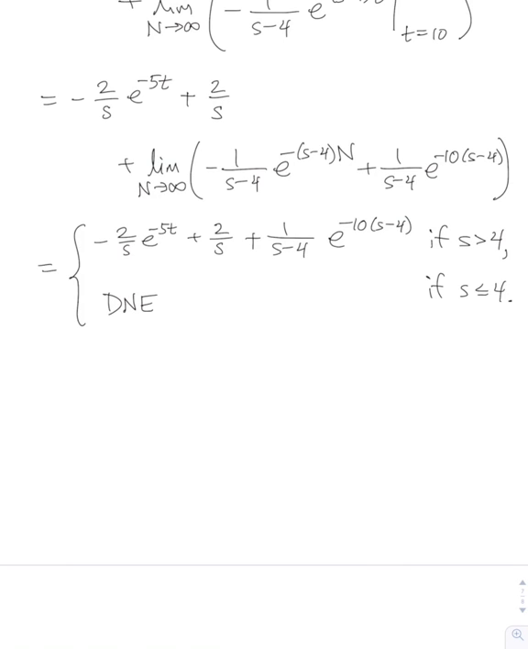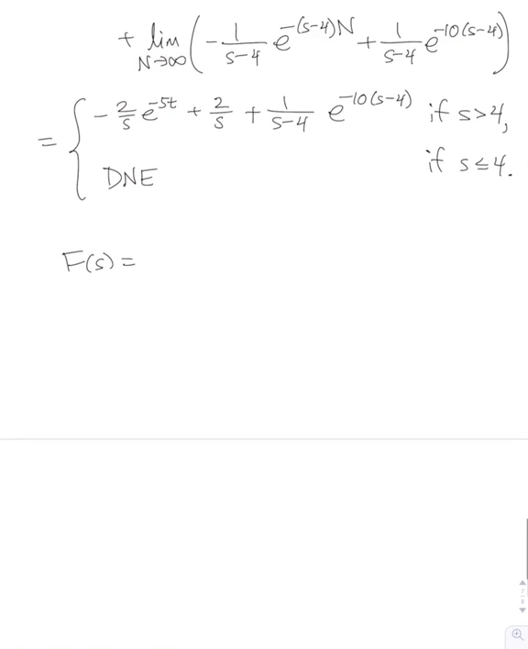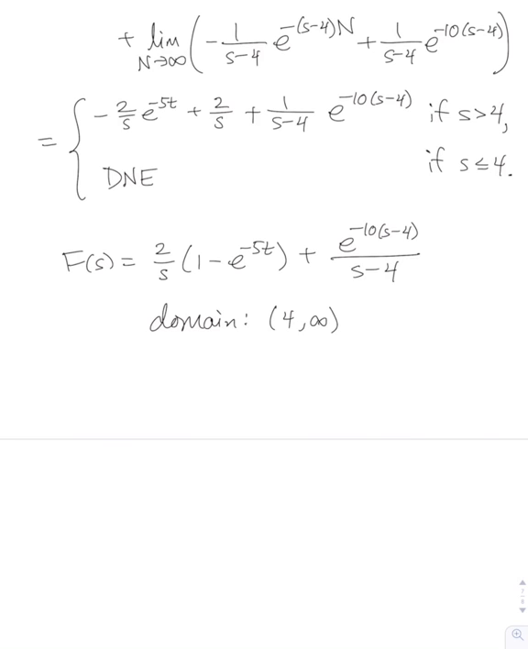So putting that all together, my Laplace transform F of s is equal to what? Well, the first two terms I can factor out as 2 over s and write it as 1 minus e to the negative 5s, just to simplify it a little bit. And then I've got this other term, which I can write as e to the negative 10 times s minus 4 over s minus 4. And the domain of my Laplace transform is every number bigger than 4. So it's the open half line from 4 to infinity.